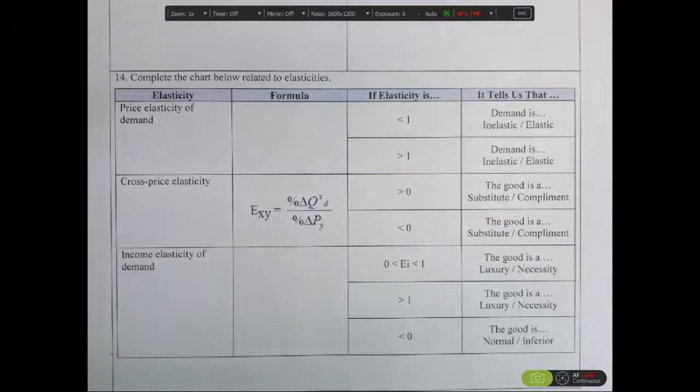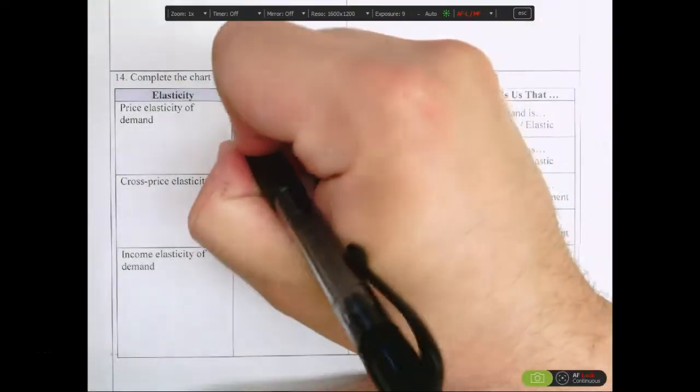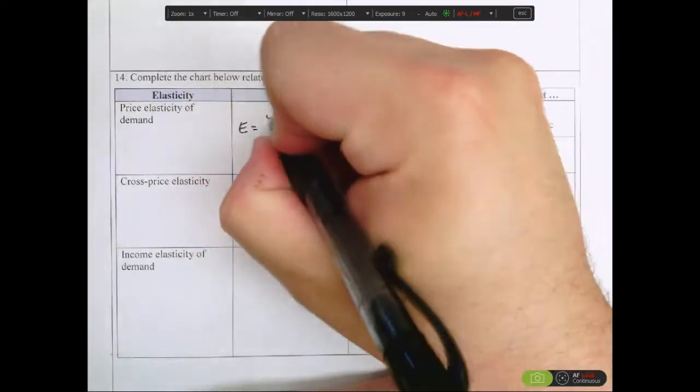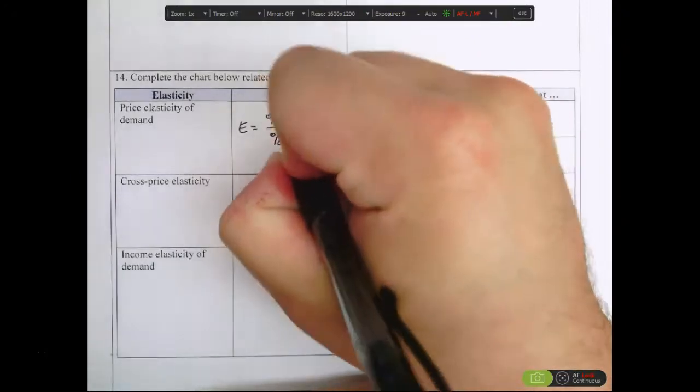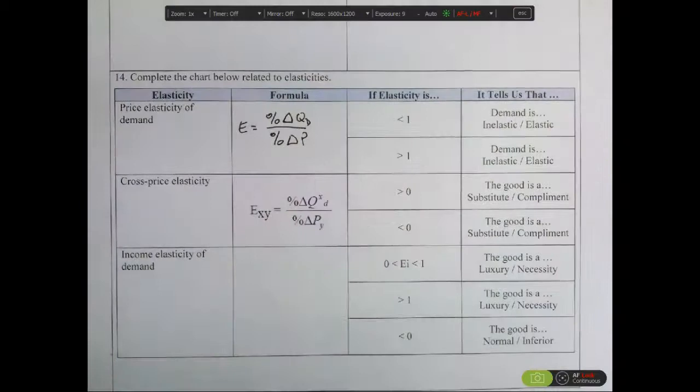This chart's looking at different elasticities that are important to know as far as formula and what they tell us. So we're going to look at the first one, which is price elasticity of demand. We know that the elasticity of demand is equal to the percent change in the quantity demanded over the percent change in price. And we can use that to think through what the elasticities are telling us.